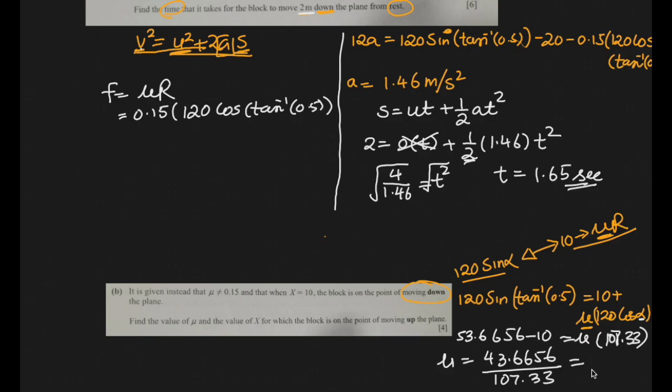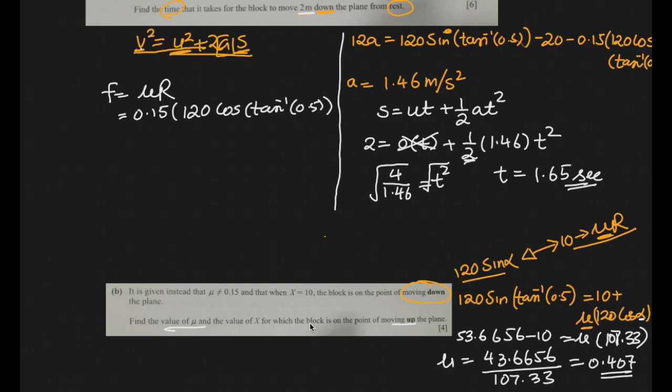What I'm getting is 0.40683, so I'll write it 0.407 to three significant figures. That is the value of mu. And now the value of x, for which the block is on the point of moving up.